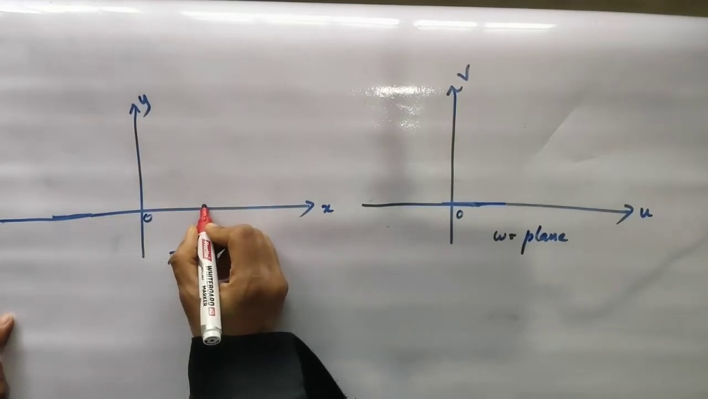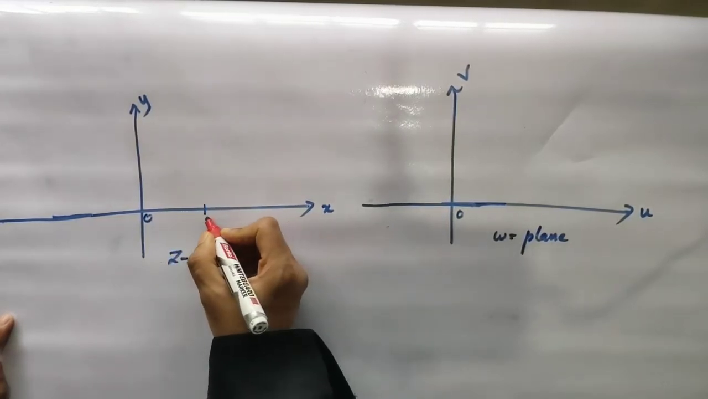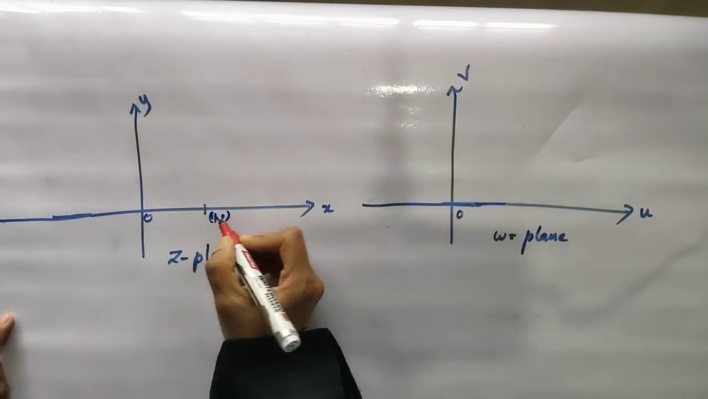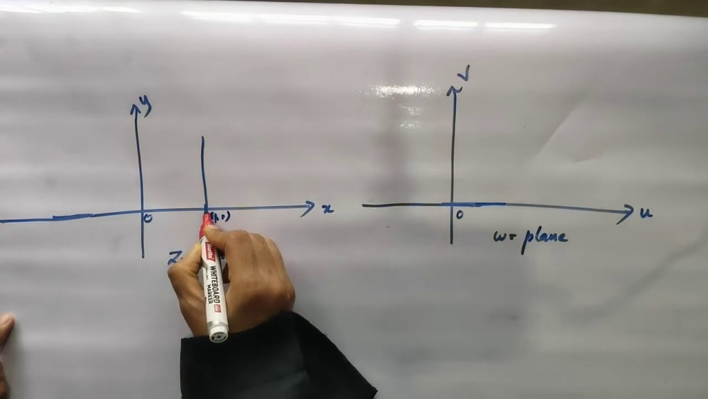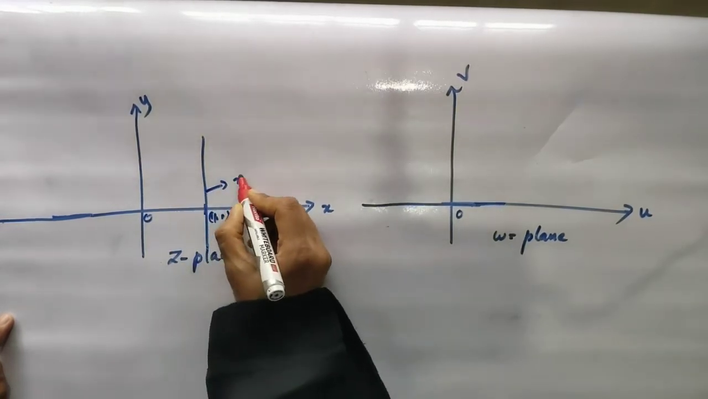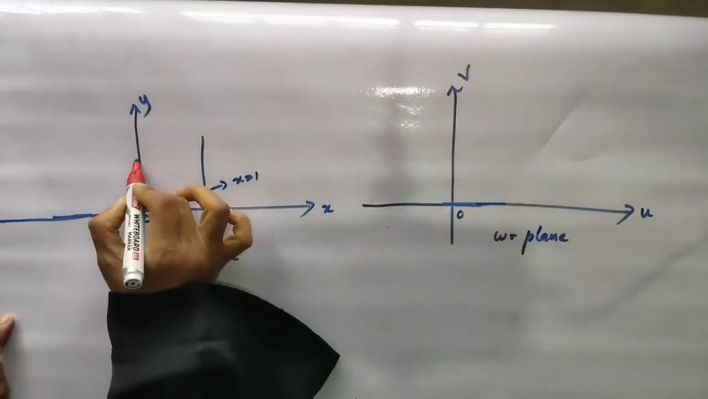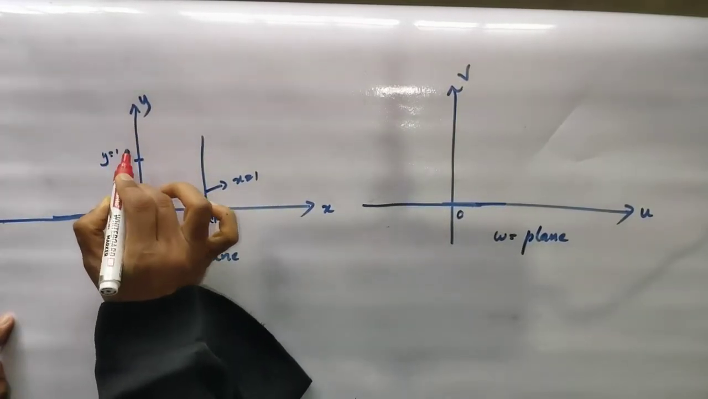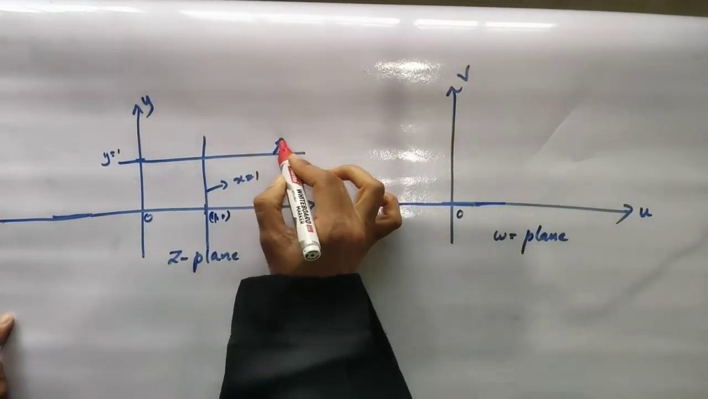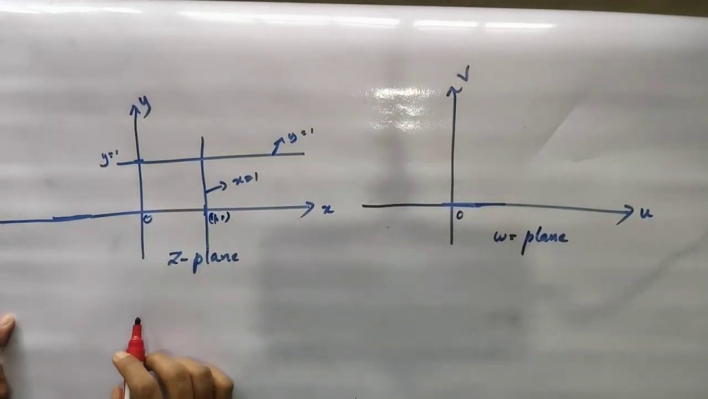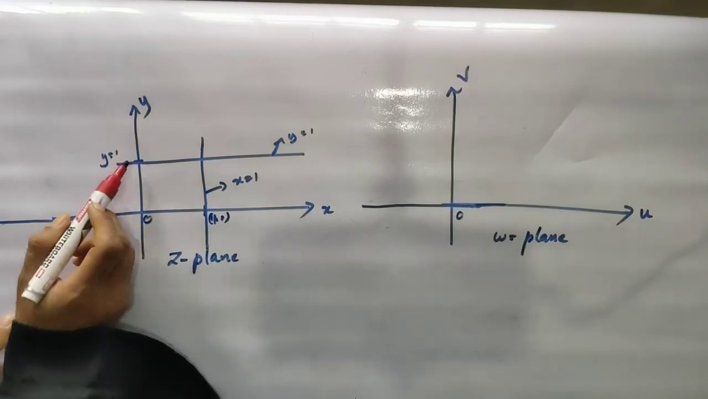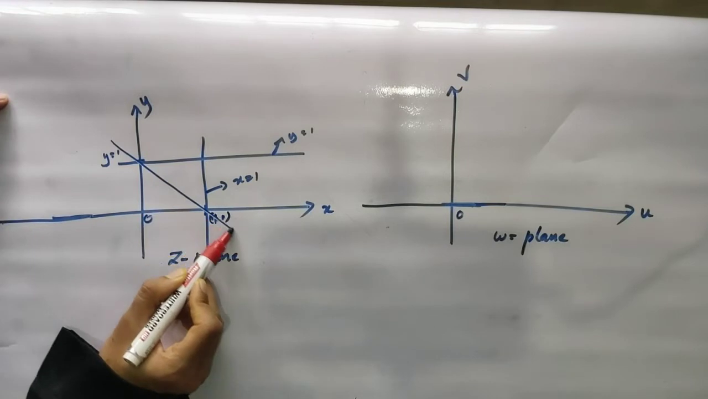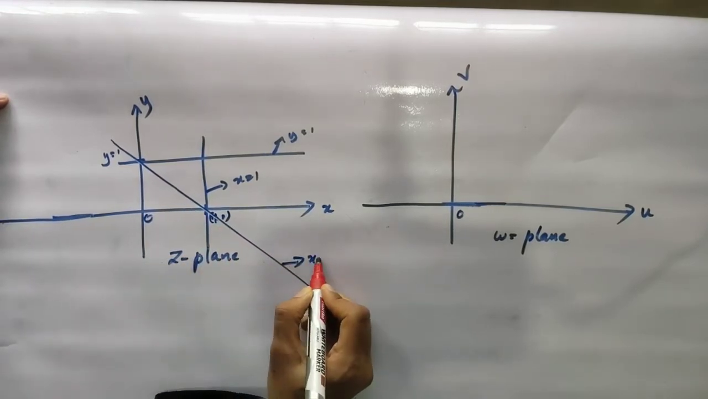So first let us consider the lines in the z-plane. We are given the line x equals a constant, x equals 1. Say this is 1 over here, the point 1, 0. So the line x equals 1 will be like this. Y equals 1: if I mark my line y equals 1 over here, it will be a line like this. Now x plus y equals 1: yes, it will be passing through these points. You just have to join this. This is the line x plus y equals 1.